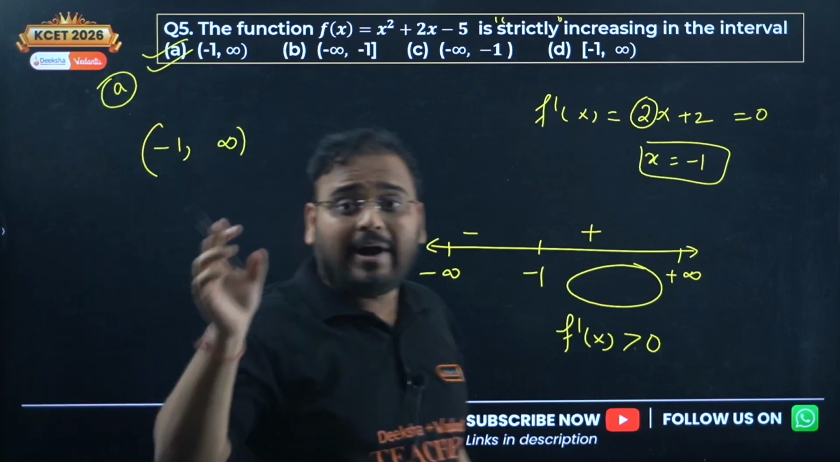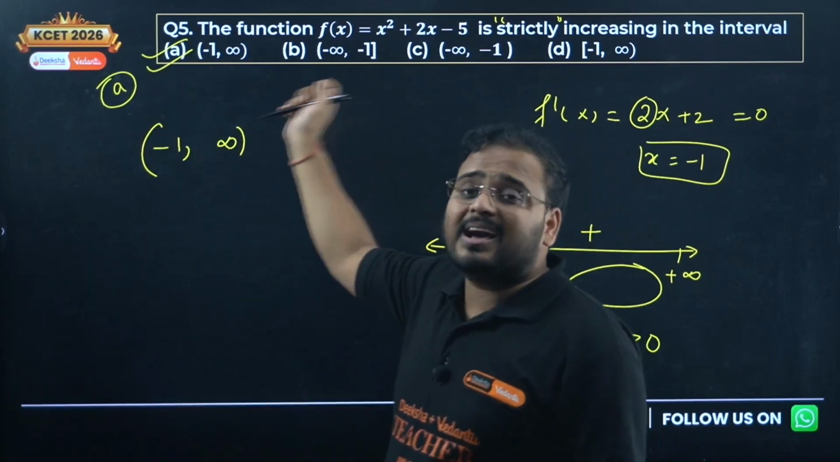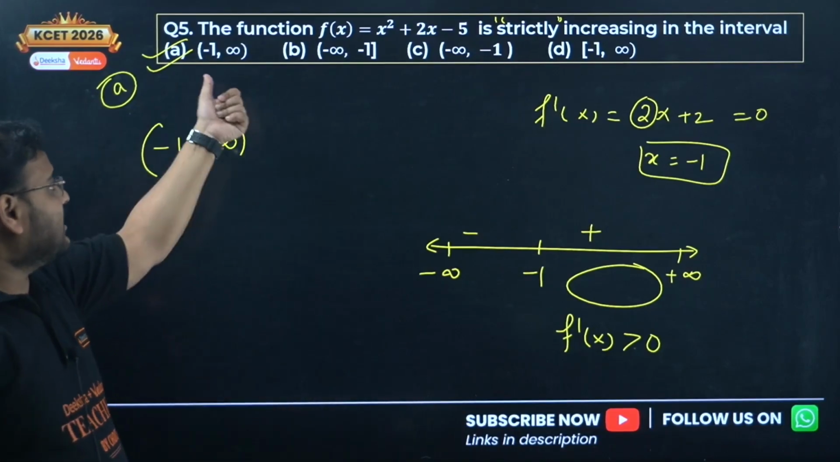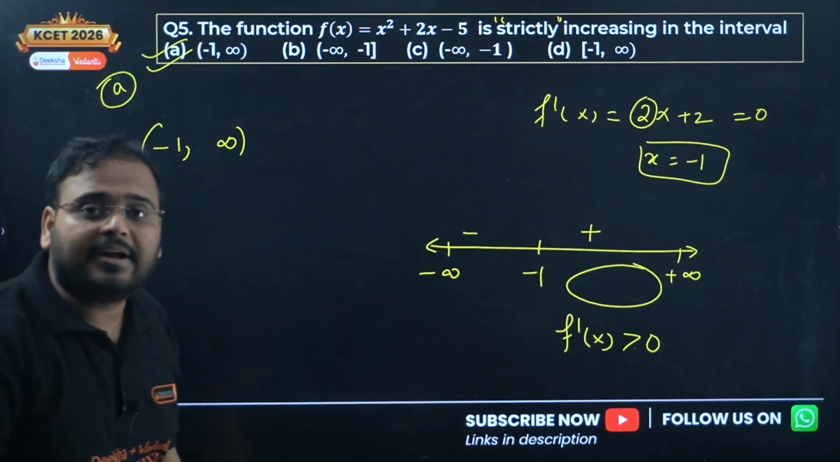Getting the difference? Why it is not option D? Because they have mentioned the word strictly increasing. If that was not there, the answer would be option D. Clear or not? Clear, sir.